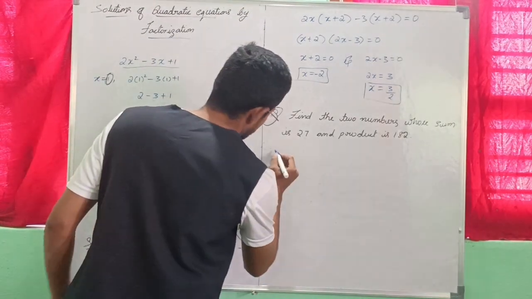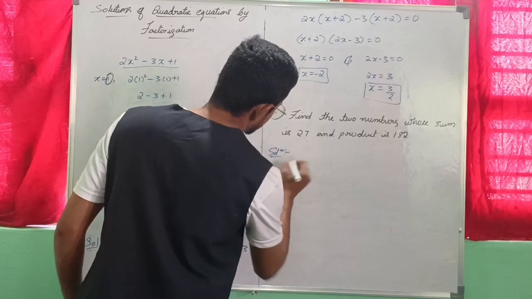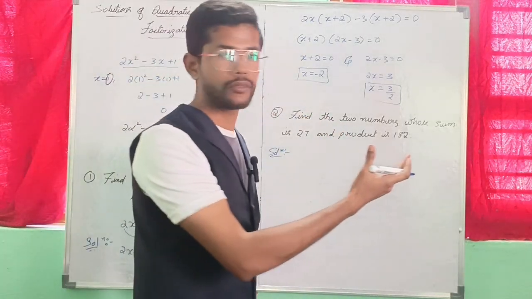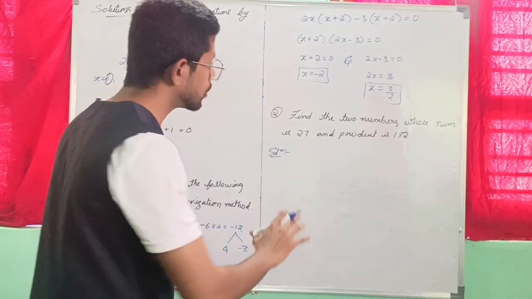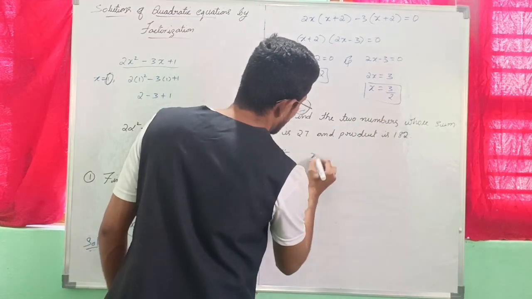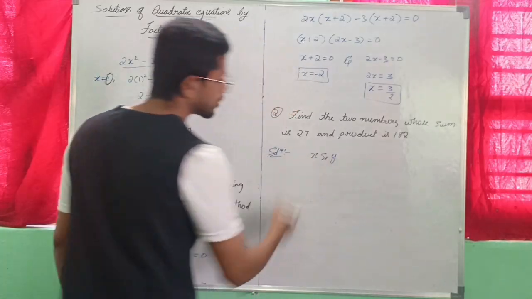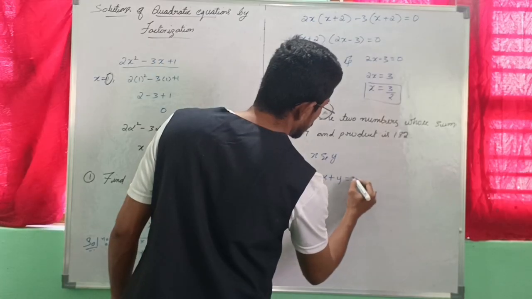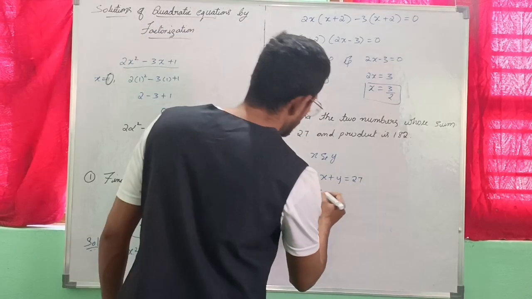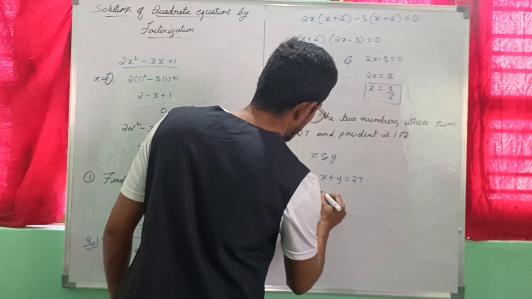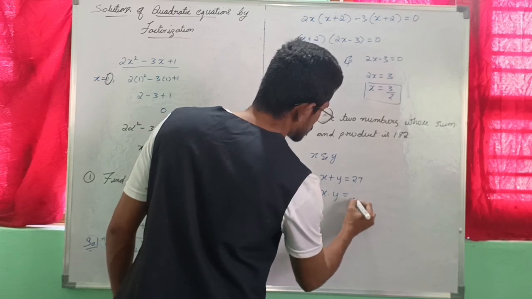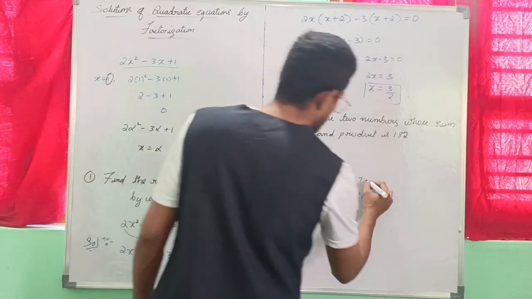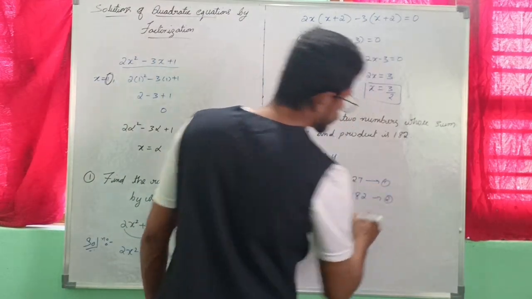Solution. We don't know those two numbers, so for that we can take x and y. Consider x and y. When we add these two numbers, we should get 27. When we multiply these two numbers, we should get 180, right? Let's consider this as equation 1 and this as equation 2.